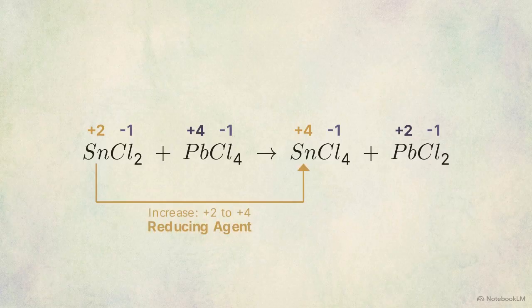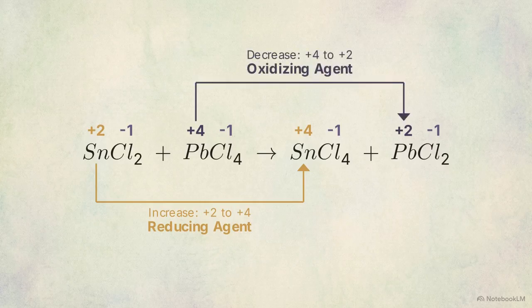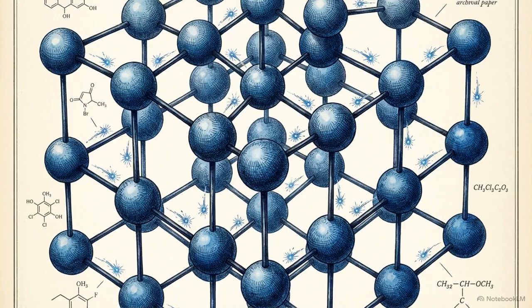Tin's oxidation state increases from +2 to +4, acting as the reducing agent. Lead's state decreases from +4 to +2, serving as the oxidizing agent. By systematically mapping these states, we identify the flow and track the exact electron transfer driving any stable chemical interaction.